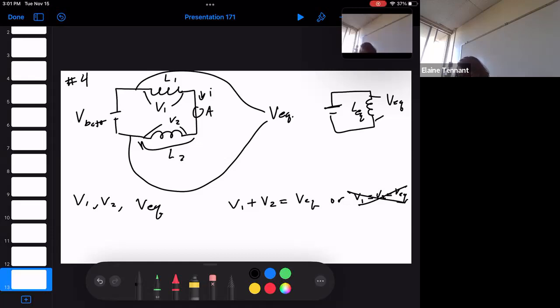Now let me ask you about the current, where I have the current through inductor 1, the current through inductor 2, and the equivalent current that would go through this equivalent inductor. And same question, are we going to add these two things together to get the equivalent, or are they all going to be equal to each other? What do you think?